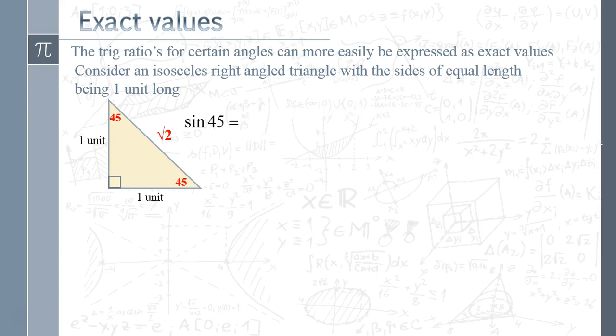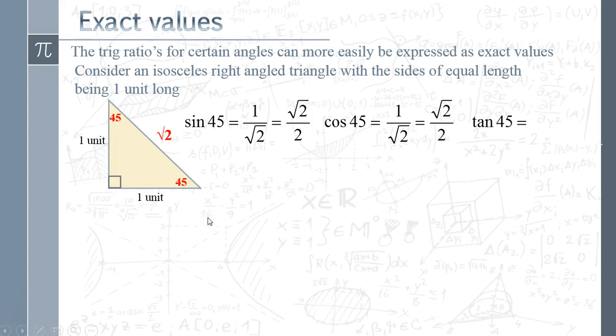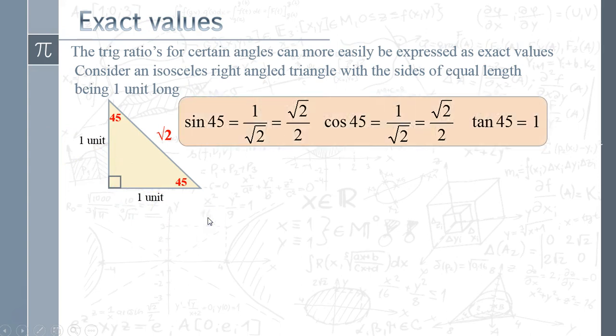So sine 45 is opposite over hypotenuse, which is 1 over root 2, and you've got that form there, root 2 over 2, which you get by multiplying the top and bottom by root 2, rationalising the denominator. So sine 45 is root 2 over 2. Cos 45, adjacent over hypotenuse, is 1 over root 2 again, so cos 45 is exactly the same. And tan 45, opposite over adjacent, very simply has a value of 1. So we've got sine, cos, tan of 45, with sine and cos in terms of roots, and tan 45 is 1.